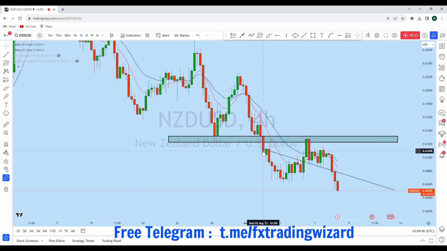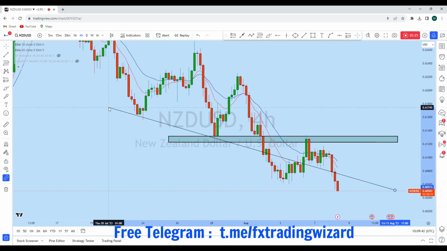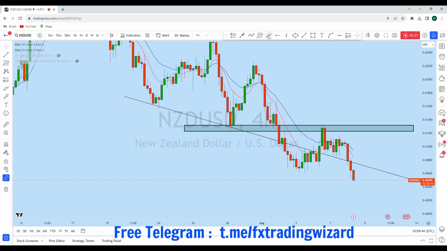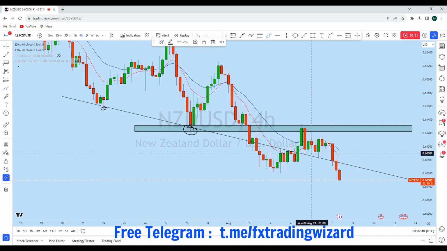As you can see, the price has already broken this important level. There is a support here, a long-term trend line support here as well, and also there is a support here. This is the neckline of this pattern, which has broken down. We can expect a retest of this support as a resistance, and we can expect continuation towards the downside.